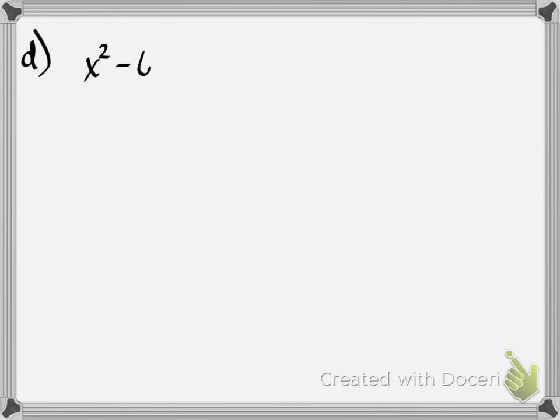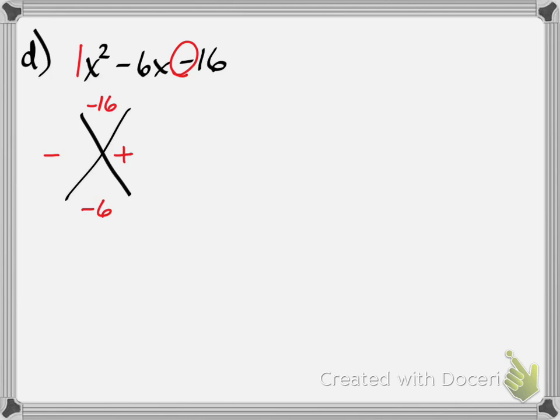x squared minus 6x minus 16. So A times C would be 1 times negative 16. B would be negative 6. And with that sign being a minus, we're going to subtract, and we use different signs.